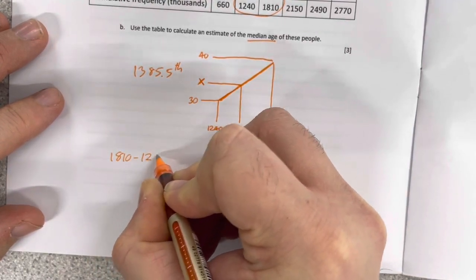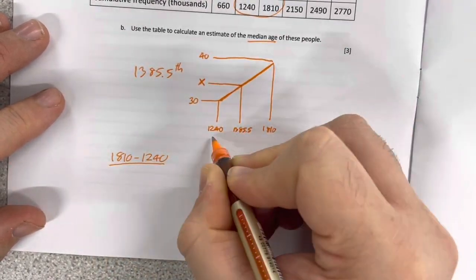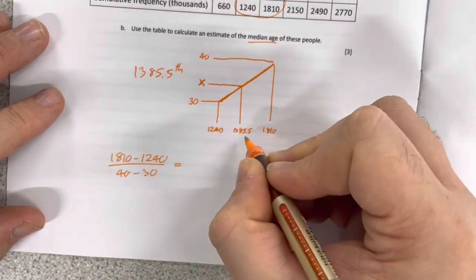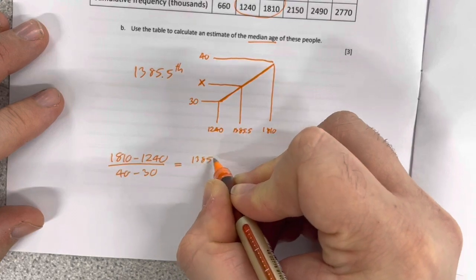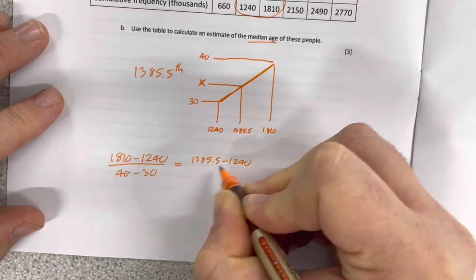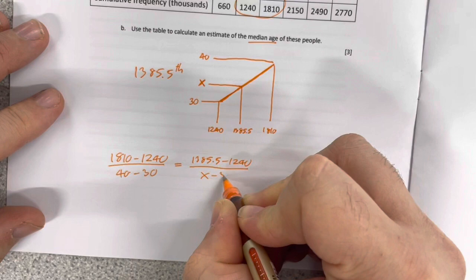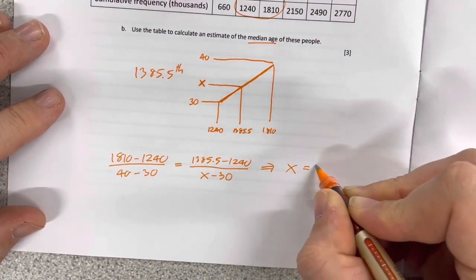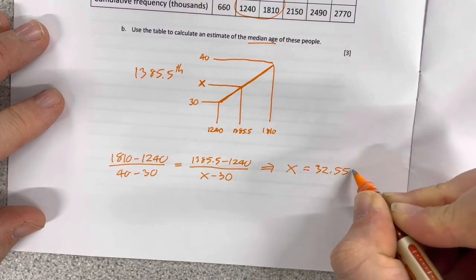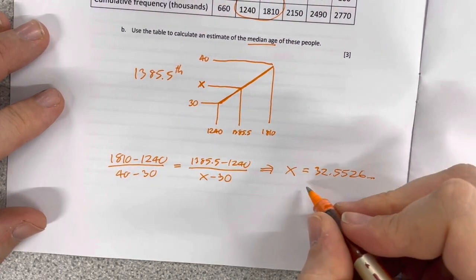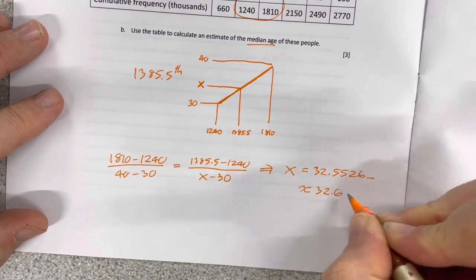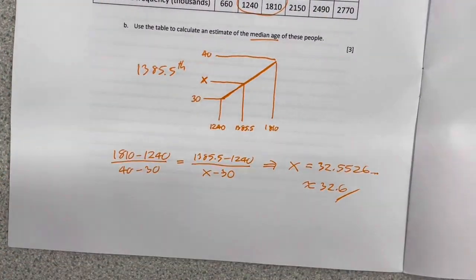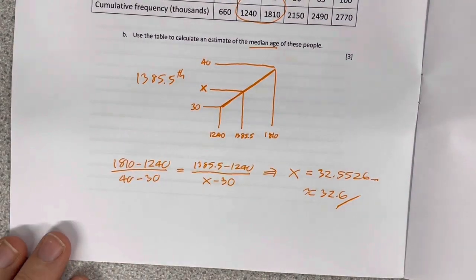1,810 minus 1,240, the difference between those two values, divided by the difference in those two values, equals 1,385.5 minus 1,240, divided by the difference in those two values, which is x minus 30. If you come to solve that, you'll get that x is equal to 32.5526, and so on. So 32.6 to 3 sig fig. Again, when in doubt, 3 sig fig is a good accuracy to leave an answer to.